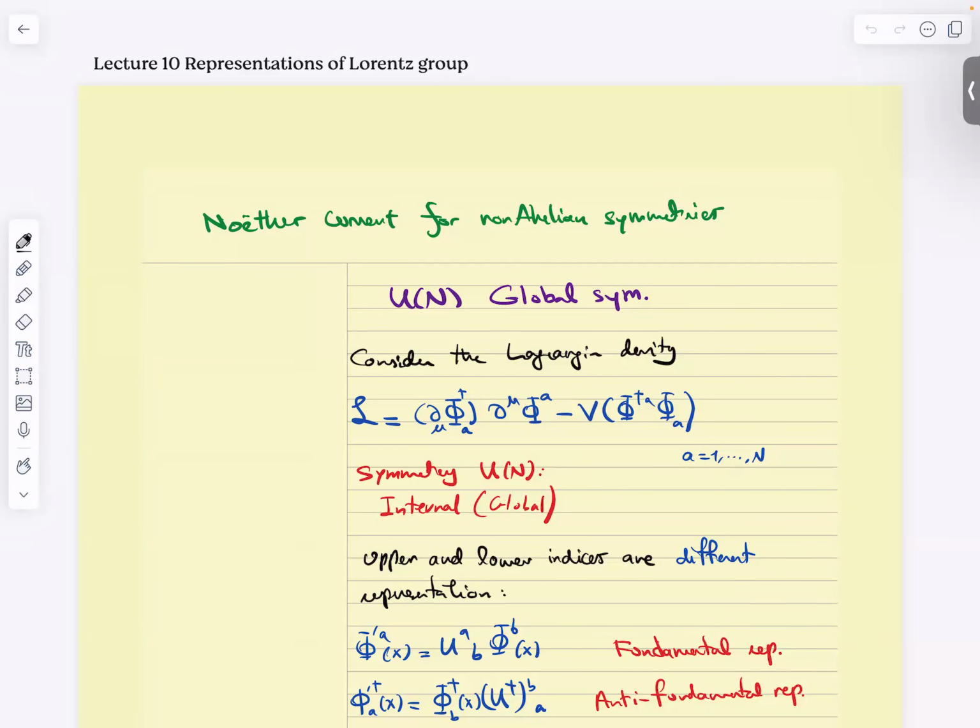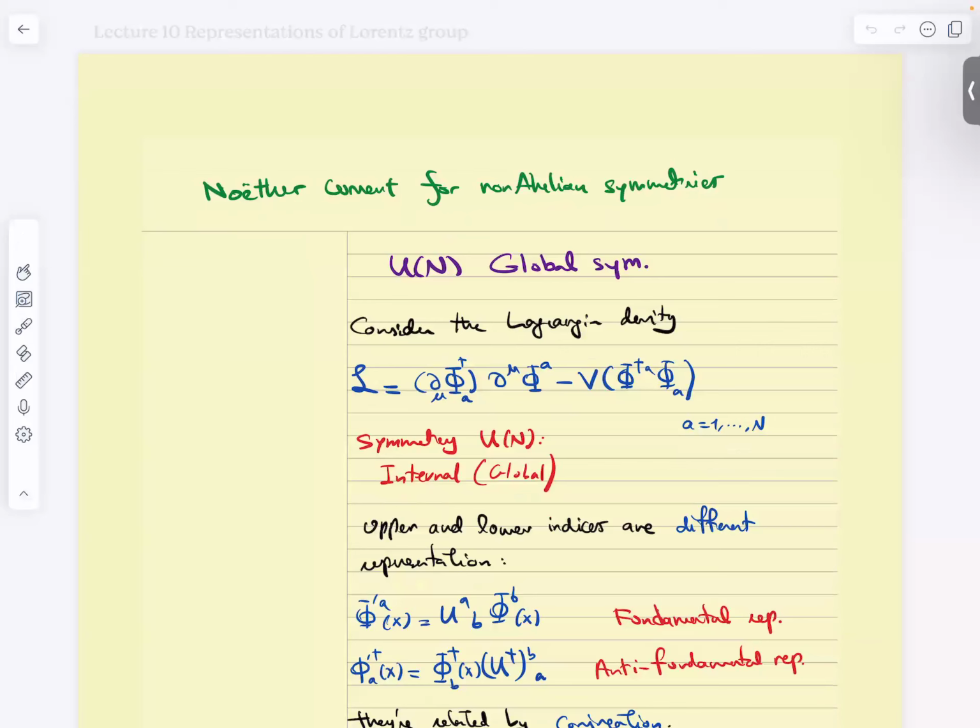To finish the discussion, unfortunately, I won't have much time to review the last lecture. I'll just go through this bit of it quickly and finish the statement, the punchline that I was trying to get to. So last time we talked about the Noether current for non-abelian symmetries.